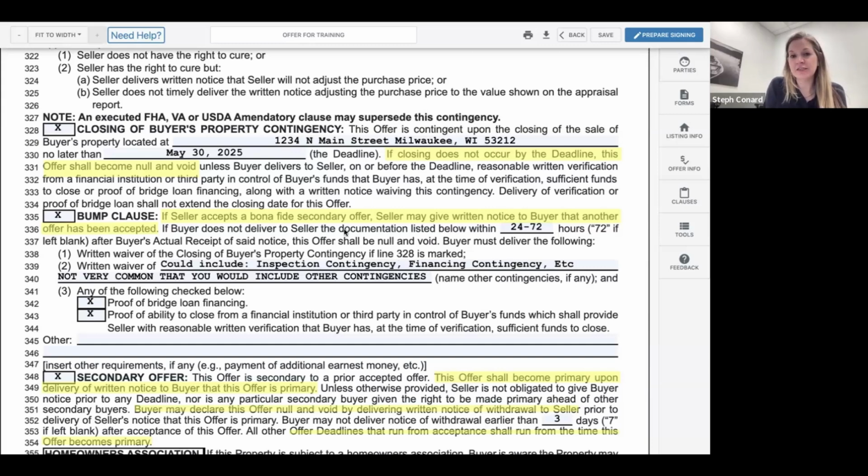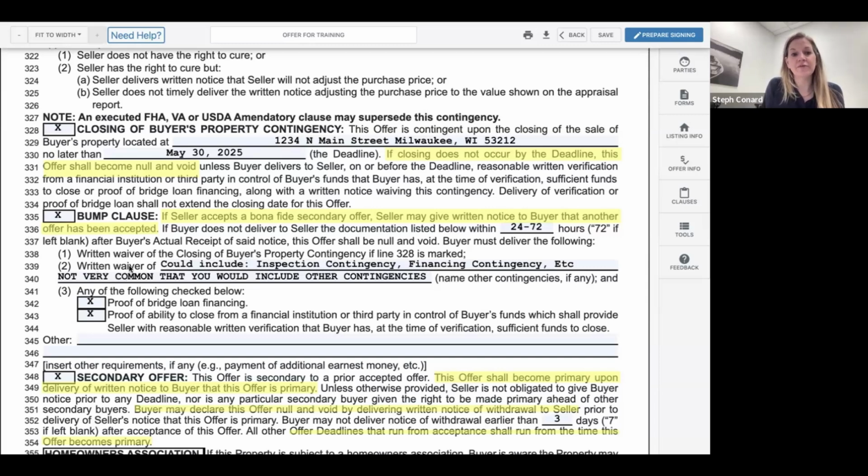The documentation that the seller is looking for can be delivered, and they can do any one of the following. So, number 1, it's got to be a written waiver of the closing of buyer's property contingency if line 328 is marked. So if this offer includes the home close contingency, and the primary buyer wants to move forward with this offer, then they've got to give this written waiver of the closing of buyer's property contingency. Again, if this is marked.